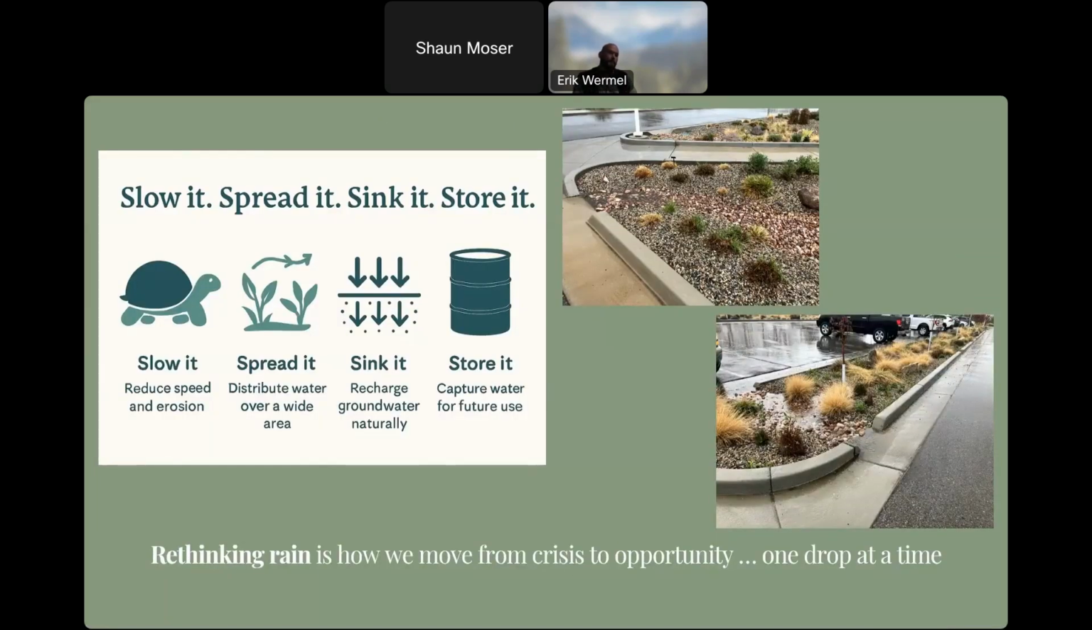So just to recap, the concept here is to slow our water, spread it out, sink it in, and store it. Rethinking rain is how we move from a crisis to an opportunity, one drop at a time.